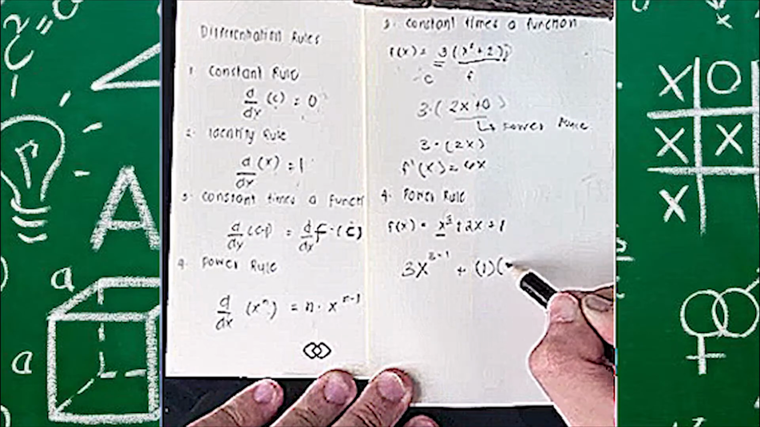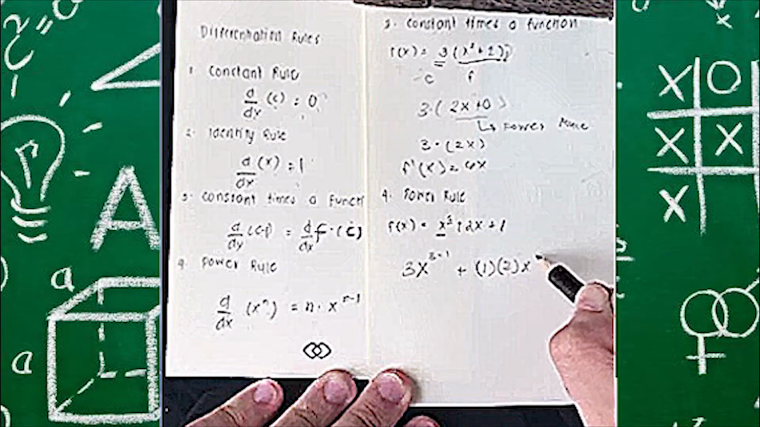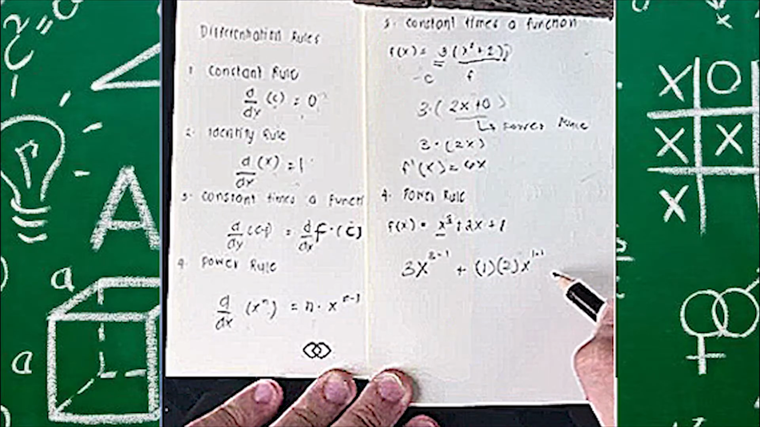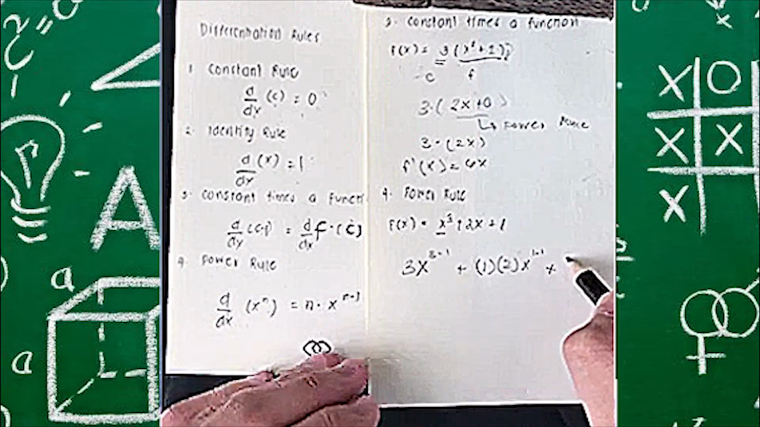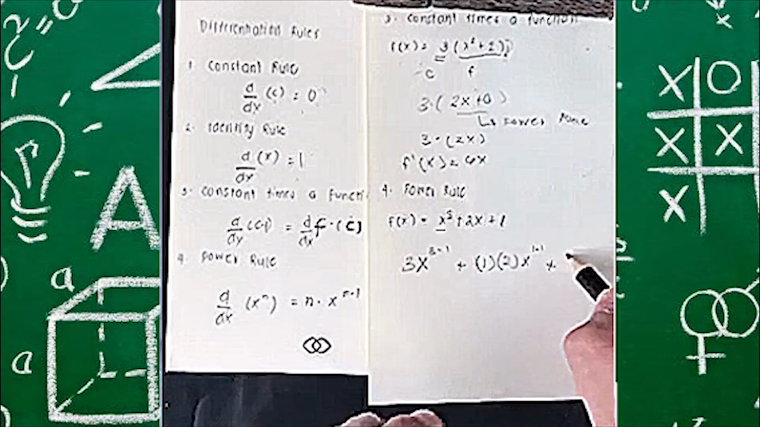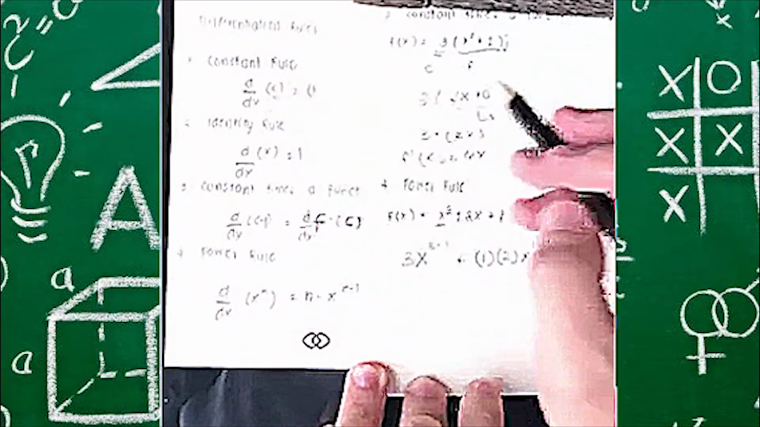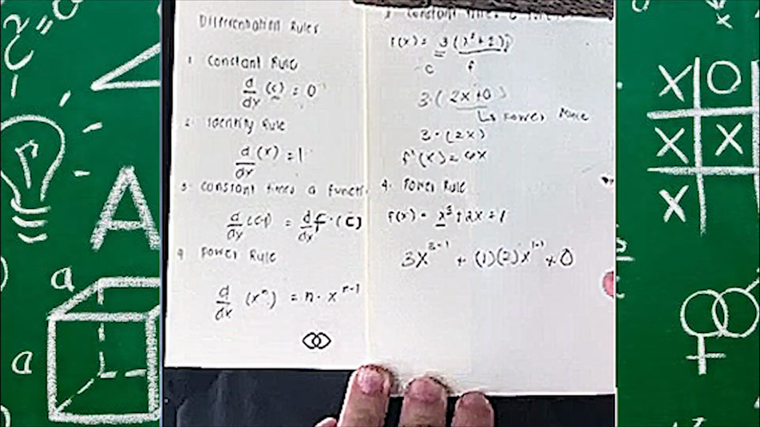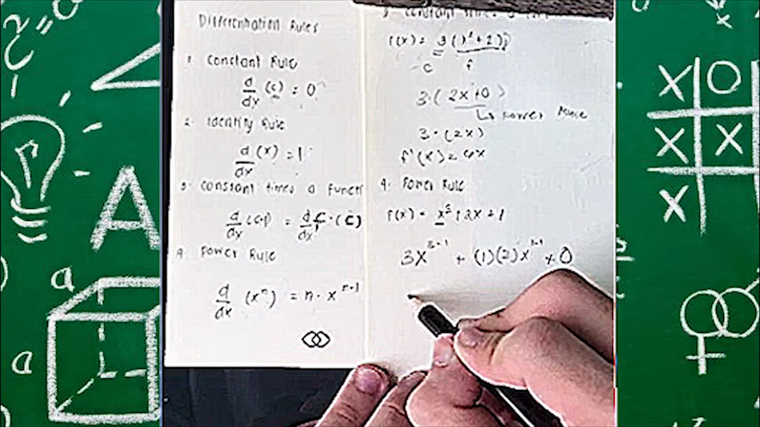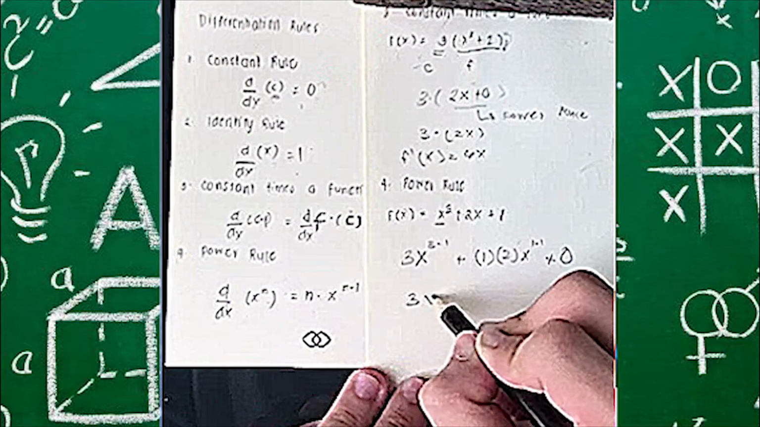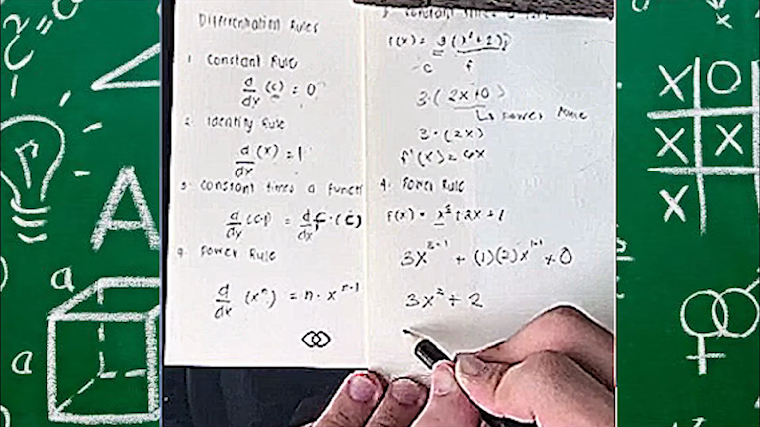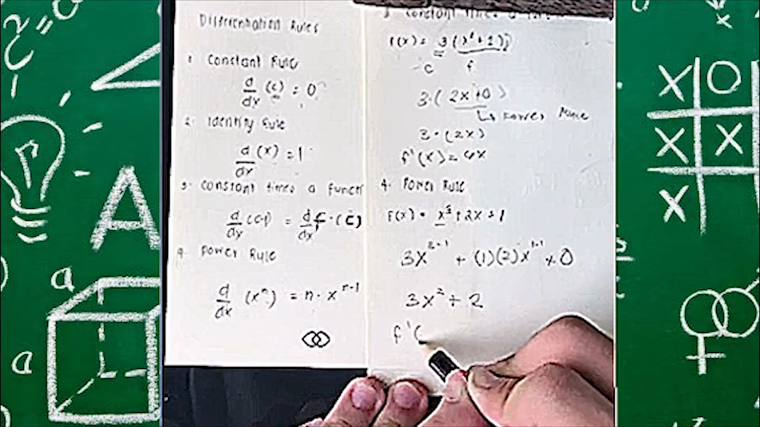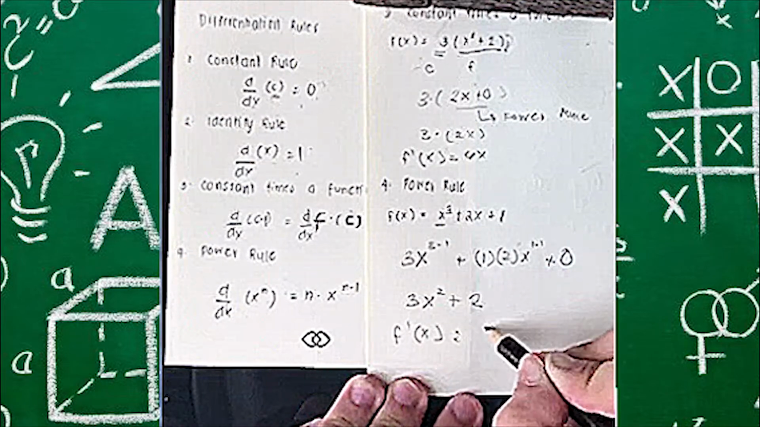1 times 2x, then 1 minus 1, plus here the derivative of 1 is 0 because of the constant rule. So plus 0. So the answer will be 3x squared plus 2. So that is the derivative of the function using the power rule.